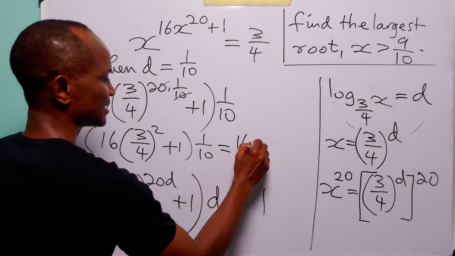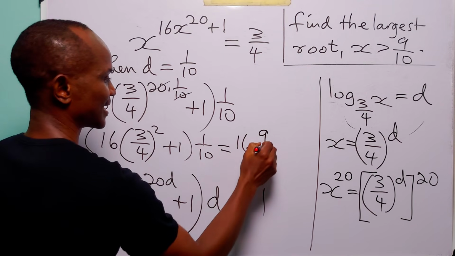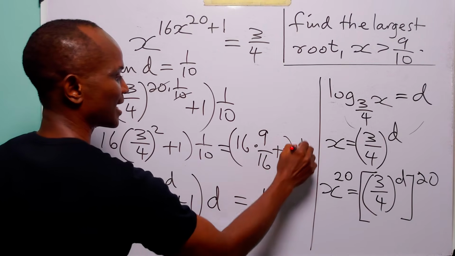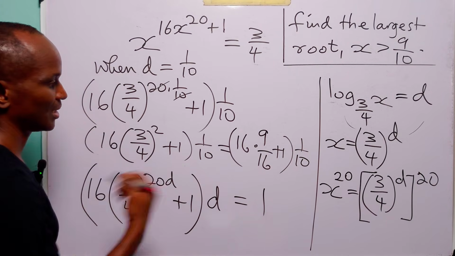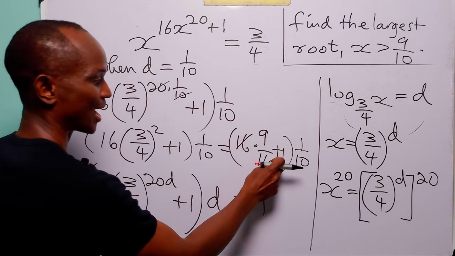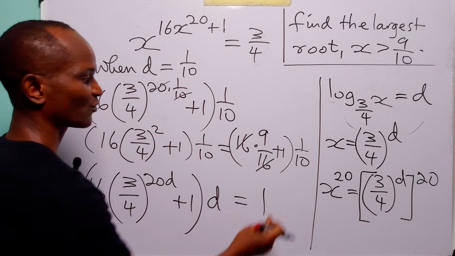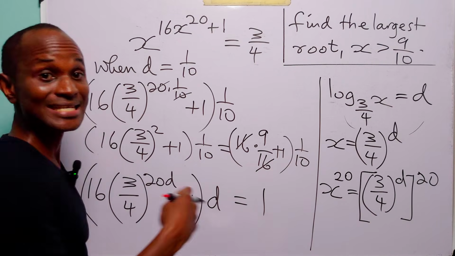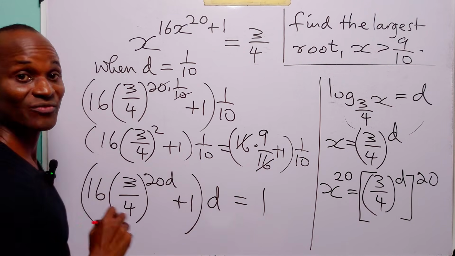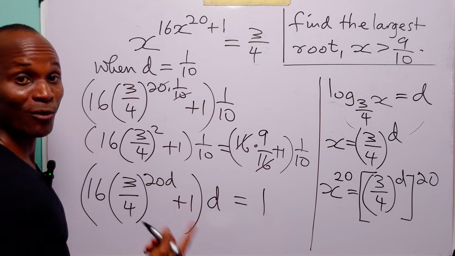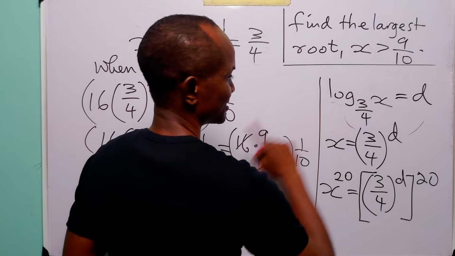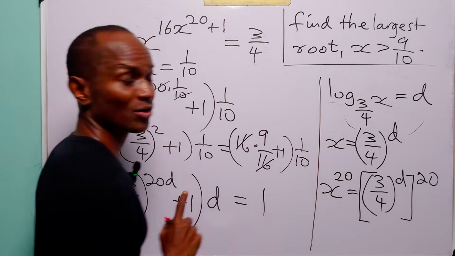We have 16 times 3 squared is 9 and 4 squared is 16, plus 1 multiplied by 1 over 10. Of course, this is going to cancel that. And we have 9 plus 1, which is equal to 10. And of course, 10 times 1 over 10 is equal to 1. So this equation is satisfied when d is equal to 1 over 10. Now, let us come back to this second equation.